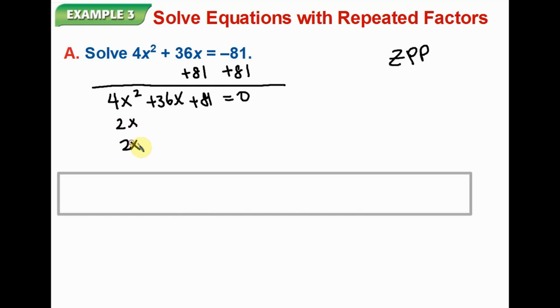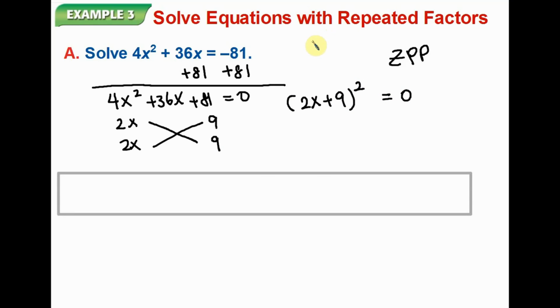2x times 2x will get you 4x squared. If I had 9 times 9, it looks like I will get 81. 2x times 9 is 18x. Again, 2x times 9 is another 18x. When you add them, do I get 36x? The answer is yes. So this one works as long as you write in 2x plus 9 times 2x plus 9, which can be written as 2x plus 9 squared. That is equal to 0.